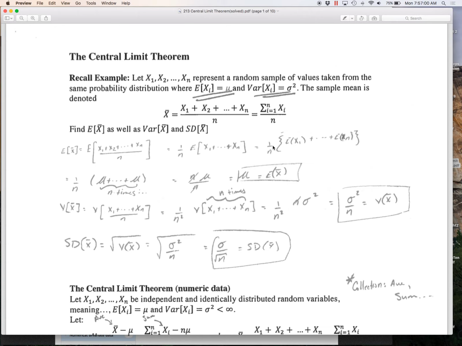How many of them do I have? Again, you can see that there are n amount of them. So I've got mu n times. This n cancels that n, and I'm left with the expected value of x bar is just equal to mu.